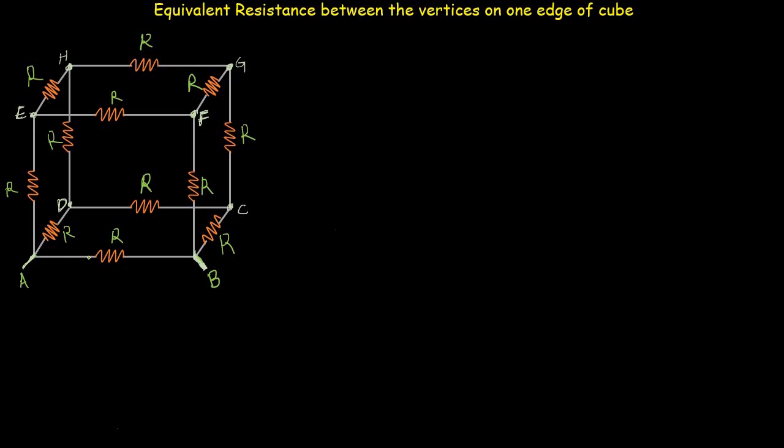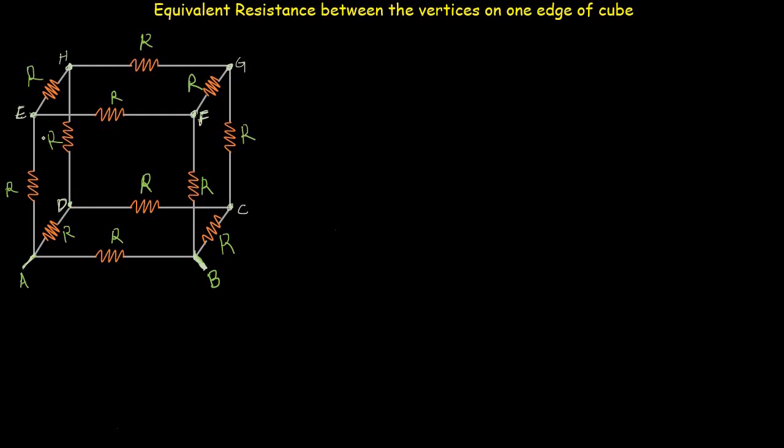Now if you analyze this network briefly, then you will see that point E and D are symmetrical points, because point E and point D are at the same distance from point A, and point E and D are at the same distance from point B. And the same is the case for point F and C, because point F and C are at the same distance from point B, and point F and C are at the same distance from point A. So we can say that there exists a symmetry between point E and D and between point F and C.